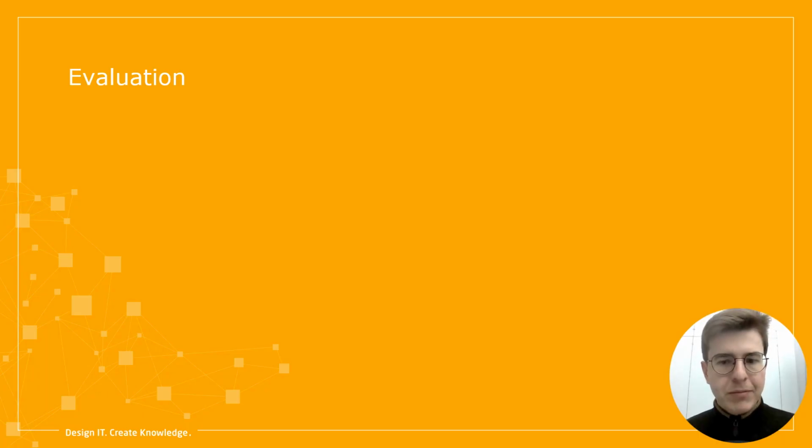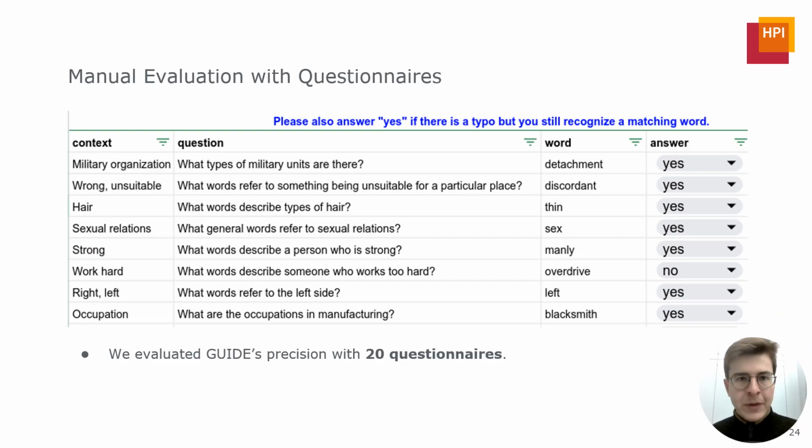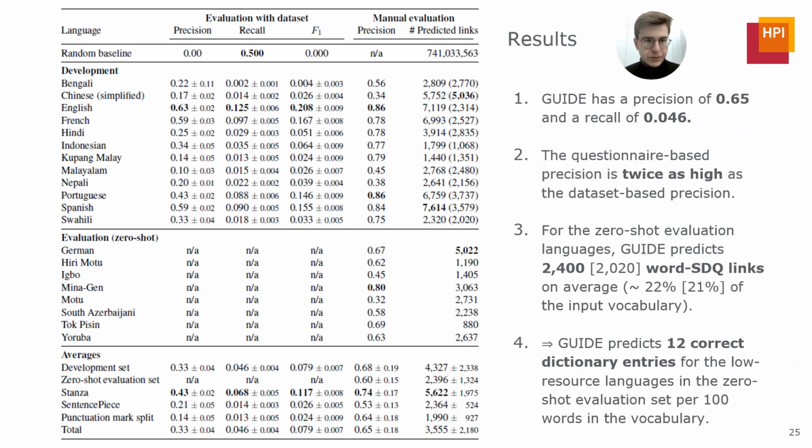You might be wondering, does this work? To evaluate Guide's precision, we handed out 1 questionnaire for each of the 20 languages. It is a random selection of 100 to 120 predicted word semantic domain question links. The participants answered whether this prediction is correct or not. This table summarizes our results for each of the 20 languages. We evaluated Guide both using the dataset on the left and with the questionnaires on the right.